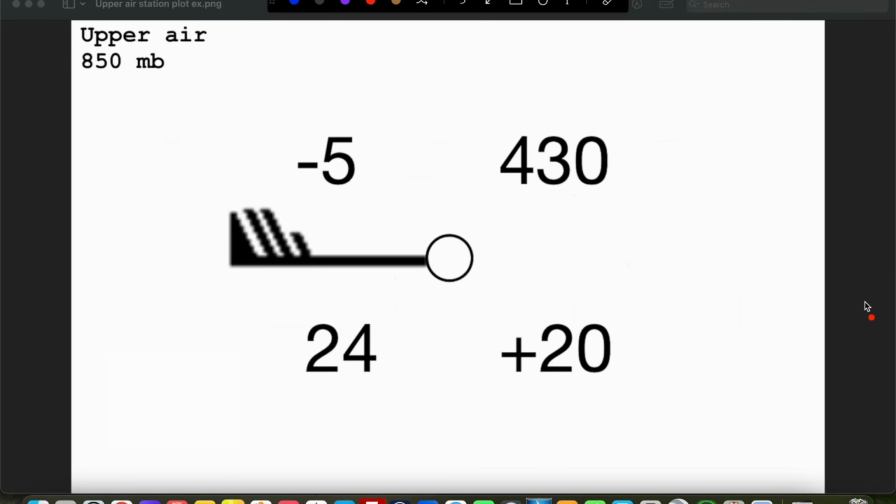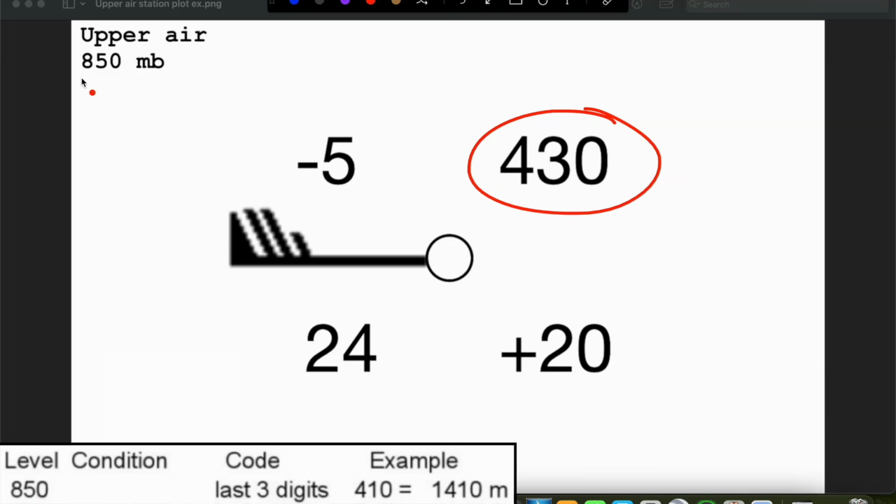So in our example here, we have a geopotential height value coded as 430. Remember, this is an 850 millibar map, so we just add a leading 1 to this value for a final geopotential height value of 1,430 meters.